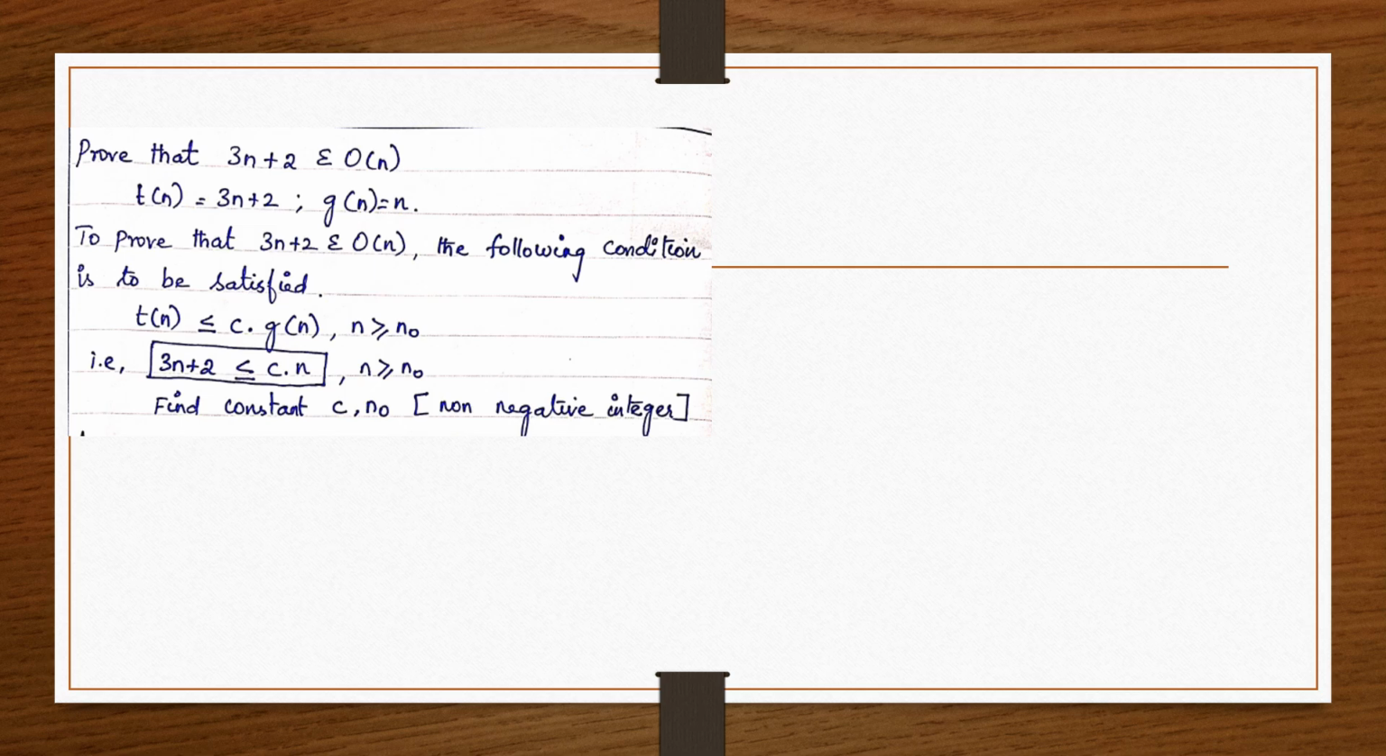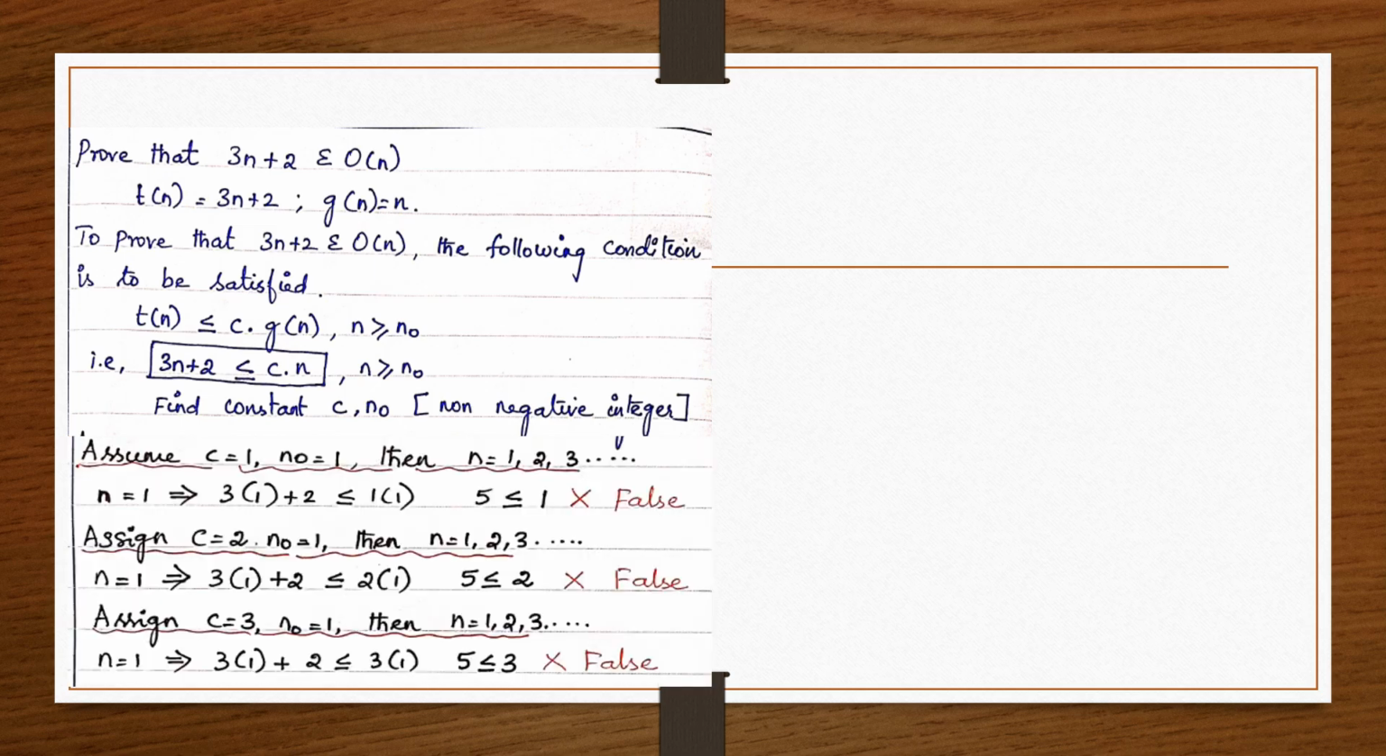So we will solve some problems based on asymptotic notation. The problem here is we need to prove that 3n plus 2 belongs to big O of n. So here T of n is 3n plus 2 and g of n is n. To prove that 3n plus 2 belongs to big O of n, we all know what condition has to be met: T of n should be less than or equal to some constant times g of n for n greater than or equal to n naught.